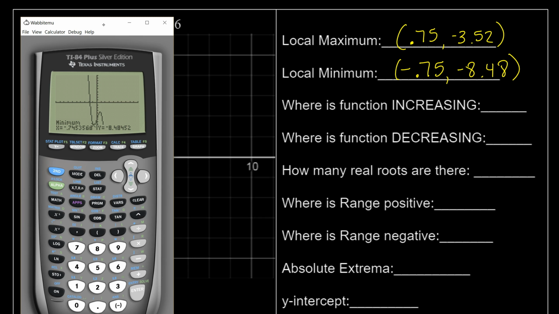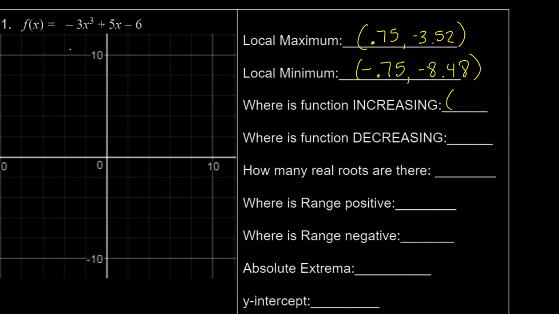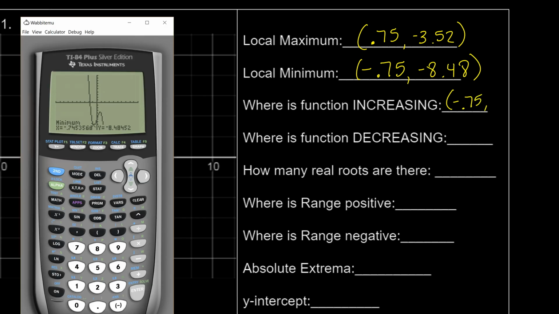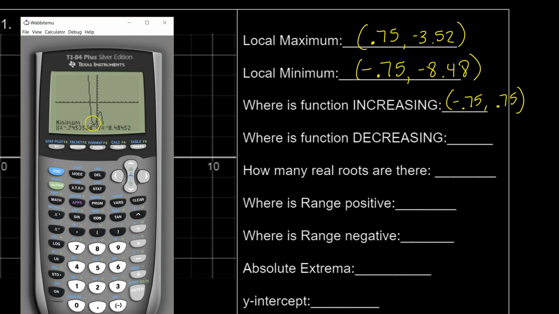So we're looking at the local minimum first. That's our start point. The local minimum's x value is what? Negative 0.75. So that's where we start increasing. Oh, sorry, I was pointing at the maximum. We start at the minimum, so negative 0.75. And looking back at our function, when do we stop increasing? 0.75, the x value of the maximum. Does this make sense? So we started increasing at negative 0.75 and we stopped increasing at 0.75.